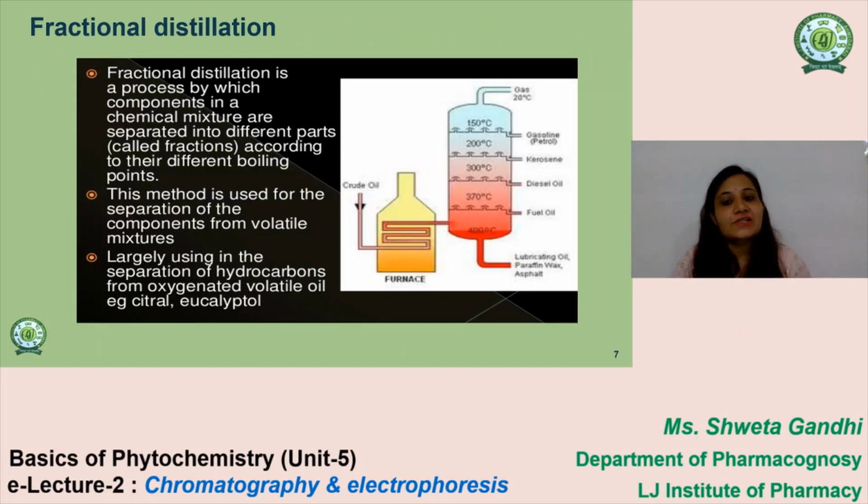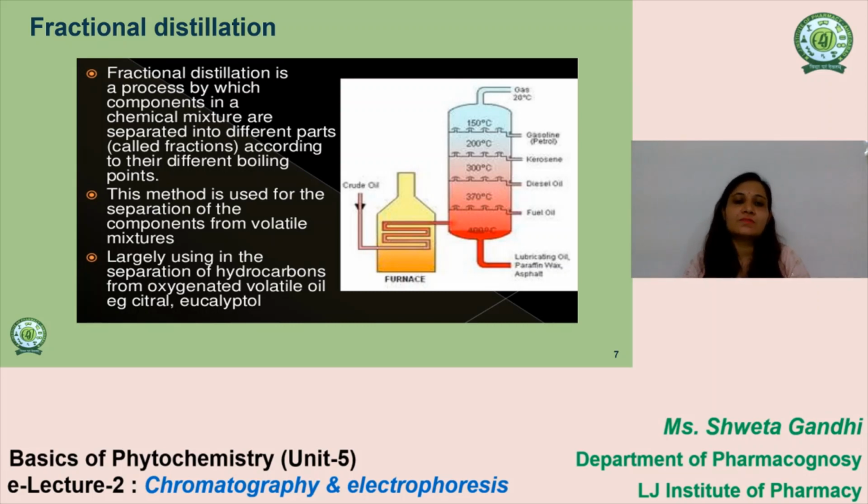Another one is fractional distillation. What is fractional distillation? Fractional distillation is a process by which components in a chemical mixture are separated into different parts. For example, there are components in a mixture and I have to separate them into different parts, meaning different fractions. How will they separate? They will separate according to their boiling point, as you are seeing in this figure.